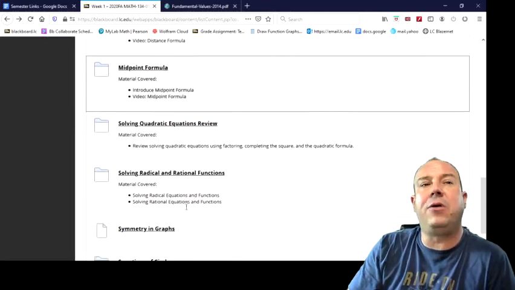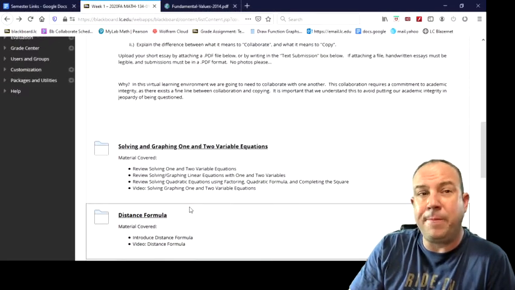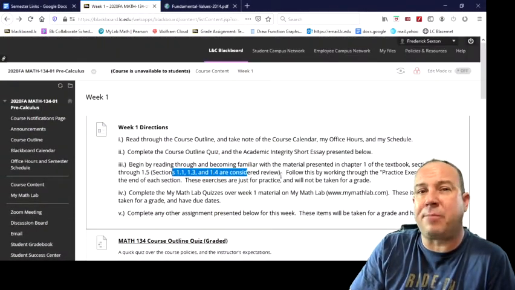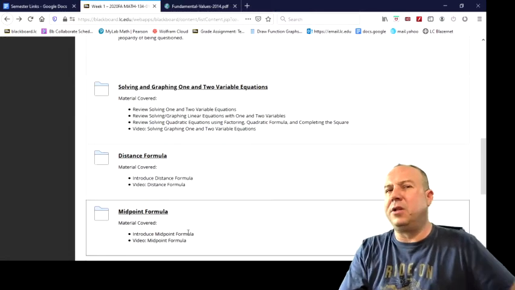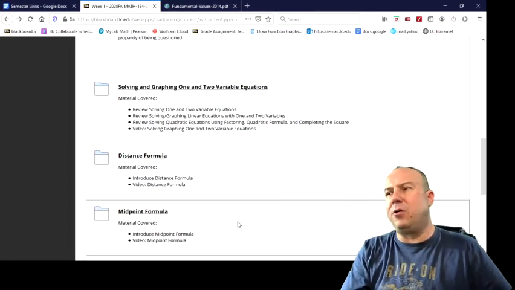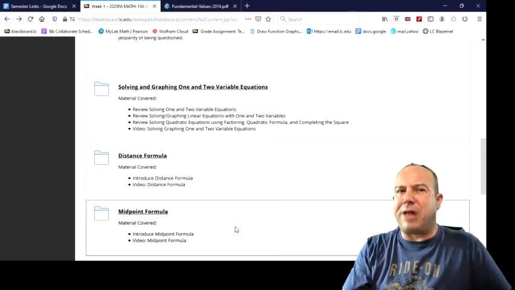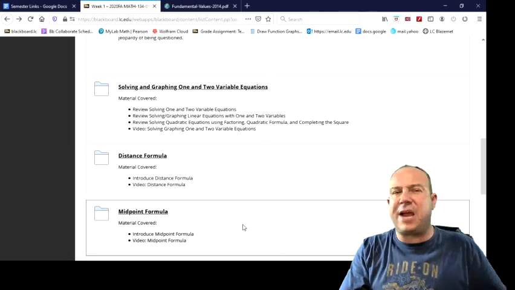Now down below here, I do give you some extra notes and videos pertaining to Chapter 1 material, and I probably should reference this in my directions. You probably will see these directions change slightly so that it also references these folders down below here. But these folders are some material that I have prepared in Blackboard that review over and present these Chapter 1 topics.